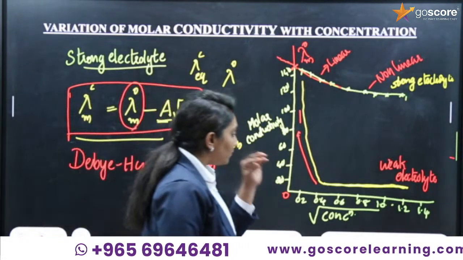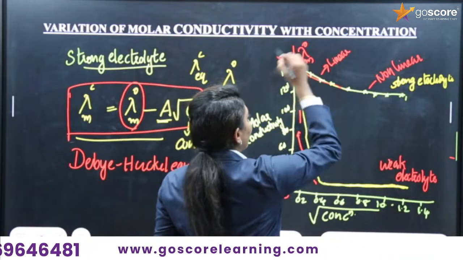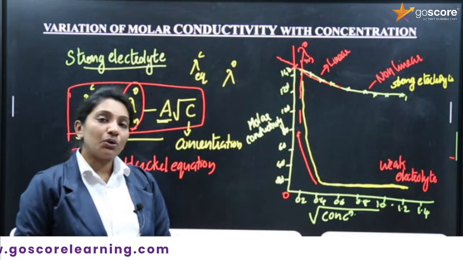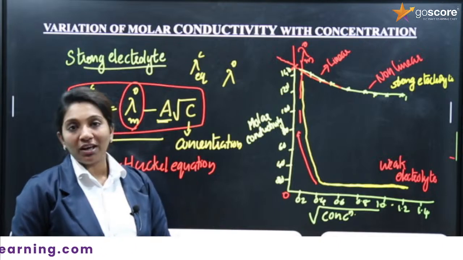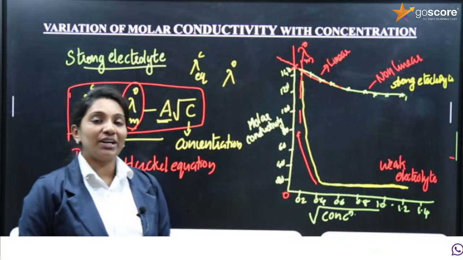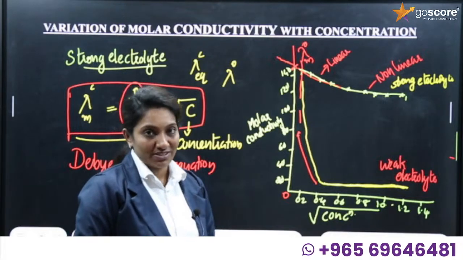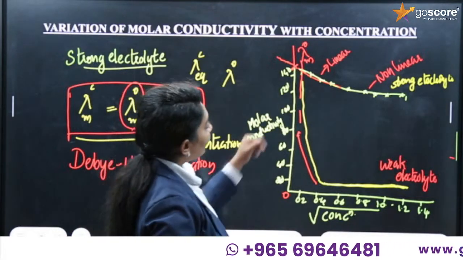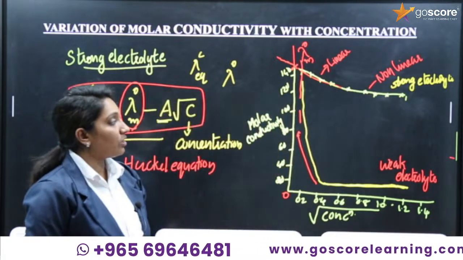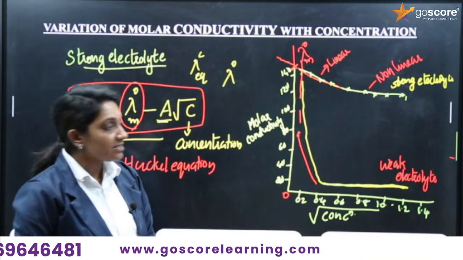Got it? So, see, here for a weak electrolyte, the graph will be going like this. Can we extrapolate this graph to the y-axis? It's not possible, right? So how can we find out the limiting molar conductivity for a weak electrolyte? For this, there is a new method, that is Kohlrausch's law. Before that, I think this graphical representation of molar conductivity versus square root of concentration for strong electrolyte as well as weak electrolyte is clear to you.